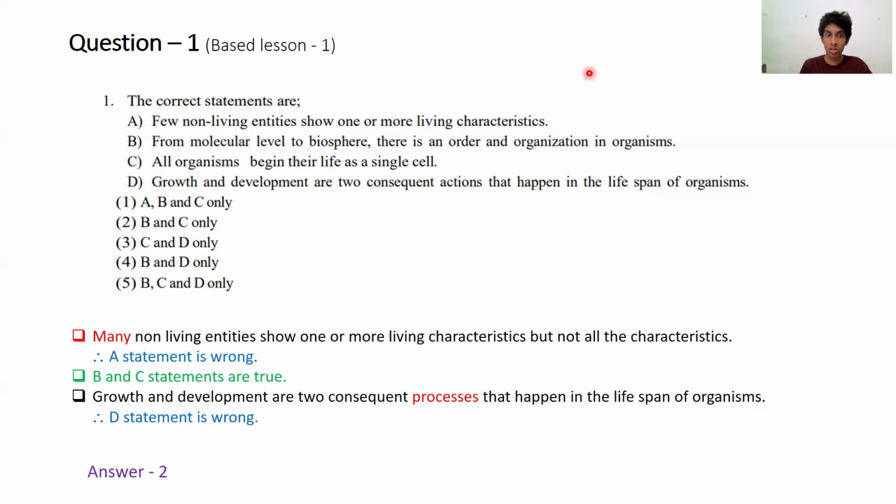C. All organisms begin their life as a single cell. That is correct. D. Growth and development are two consequent actions that happen in the lifespan of organisms. Statement D is wrong because growth and development are not two consequent actions. They are two consequent processes that happen in the lifespan of organisms. So accordingly, only statements B and C are true. Therefore, the correct answer is the second one.